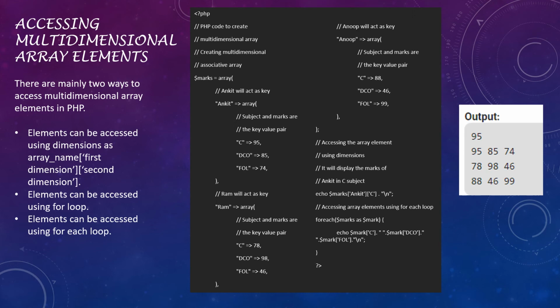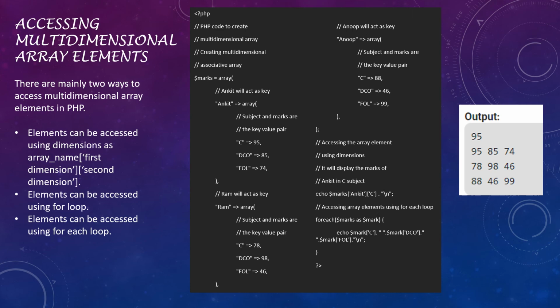Accessing multidimensional array elements. There are mainly two ways to access multidimensional array elements in PHP. Elements can be accessed using dimensions as an array name, first dimension, second dimension. Elements can also be accessed using a for loop, or they can be accessed using a foreach loop.